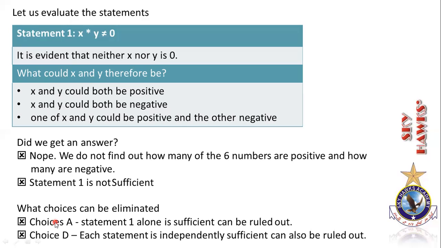Now choice D, each statement is independently sufficient, can also be ruled out. Independently means that we have two statements. The second statement was mod x is equal to mod y. So these two choices are eliminated. If we consider the second statement independently, it is ruled out because we are not sure about x and y, though their modulus values are always equal. So after A and D, we have B, C, and E.